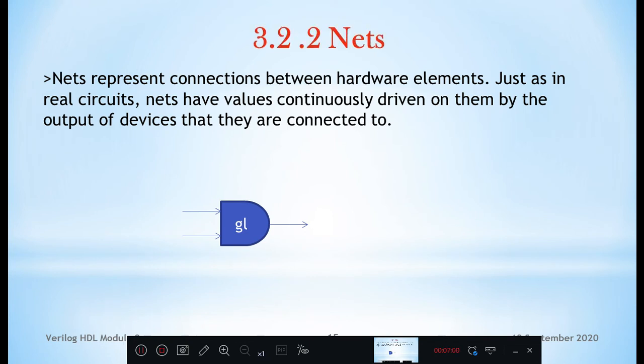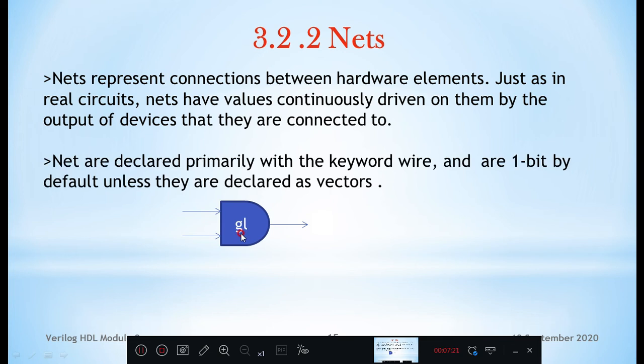Next we discuss nets. Nets represent connections between hardware elements. Just as in real circuits, nets have values continuously driven on them by outputs of devices that they are connected to. Nets are declared primarily with the keyword wire and are 1 bit by default unless they are declared as vectors.